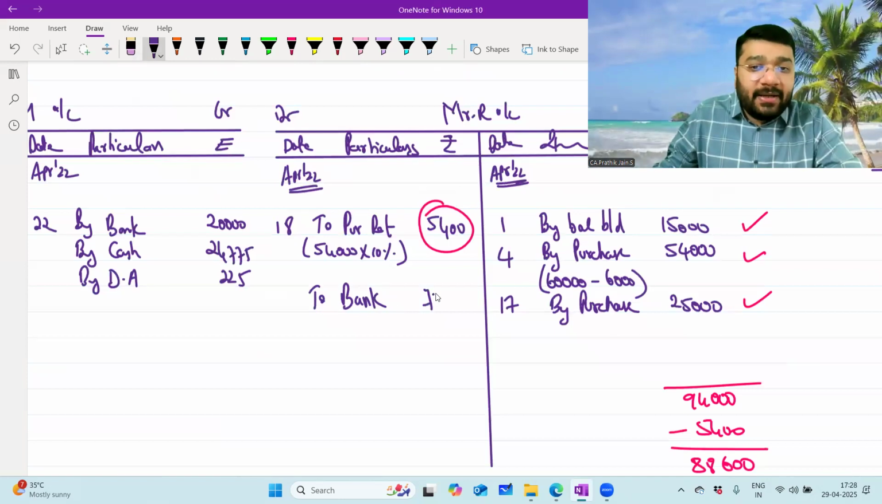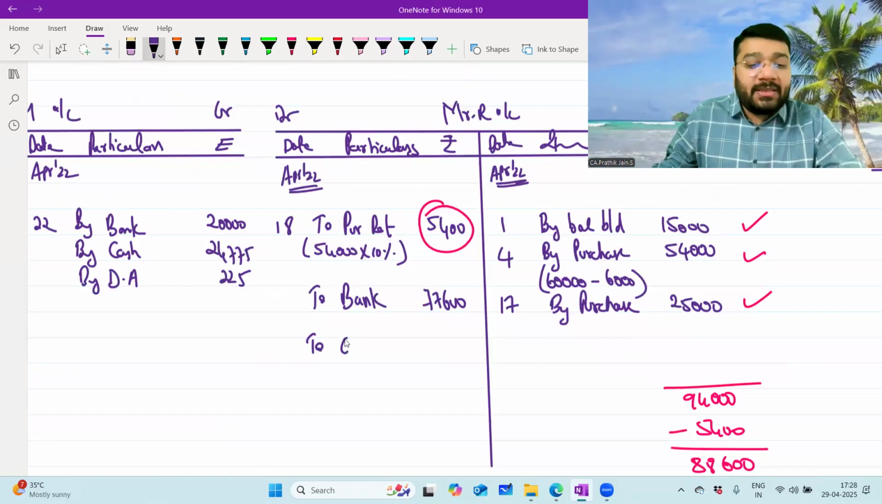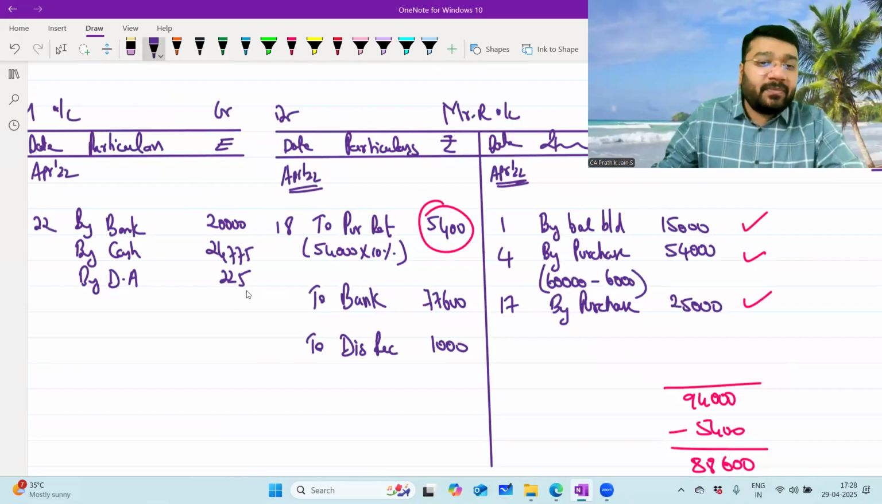To bank 77,600. And then to discount received. How much? 1000. What date is it? 26.